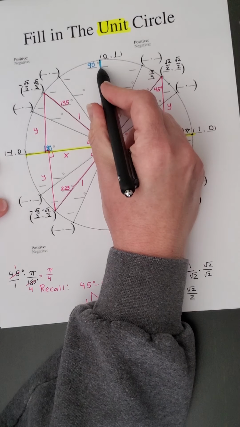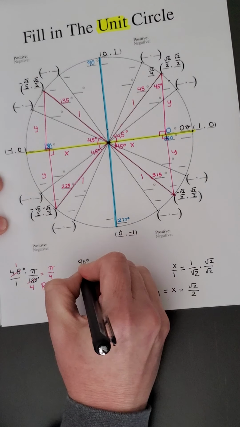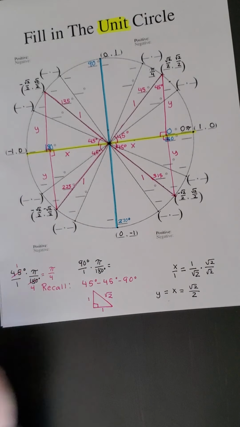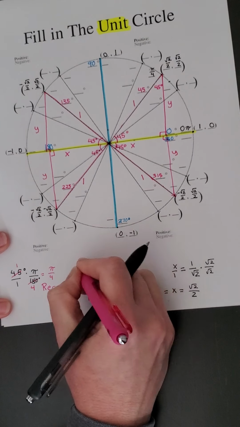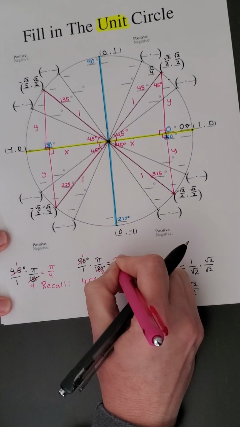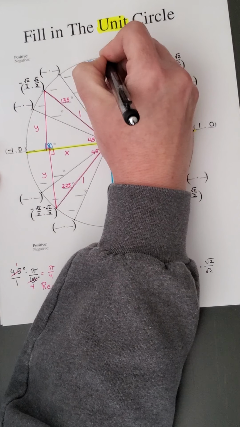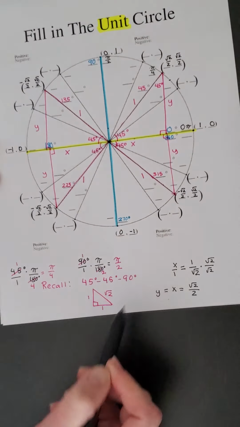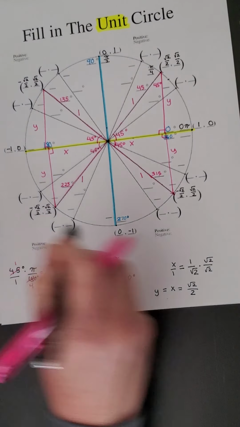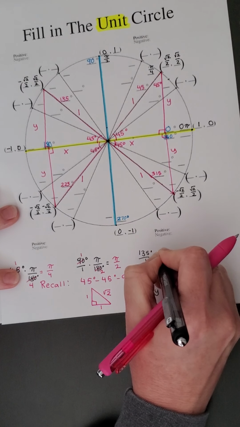Okay, 90 degrees, we'll do the same thing. 90 degrees times pi over 180. 90 will go into both. 90 goes in there once and 90 goes in there twice. So this is pi over 2. So that's pi over 2. Now you can keep doing this, right? I'll do one more. 135 over 1 times pi over 180.